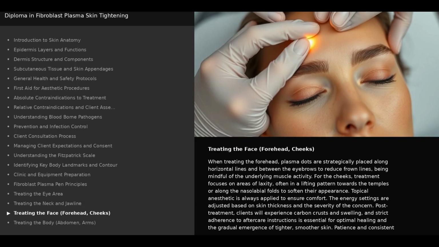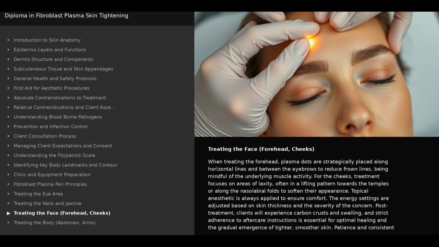When treating the forehead, plasma dots are strategically placed along horizontal lines and between the eyebrows to reduce frown lines, being mindful of the underlying muscle activity. For the cheeks, treatment focuses on areas of laxity, often in a lifting pattern towards the temples or along the nasolabial folds to soften their appearance. Topical anesthetic is always applied to ensure comfort. The energy settings are adjusted based on skin thickness and the severity of the concern.